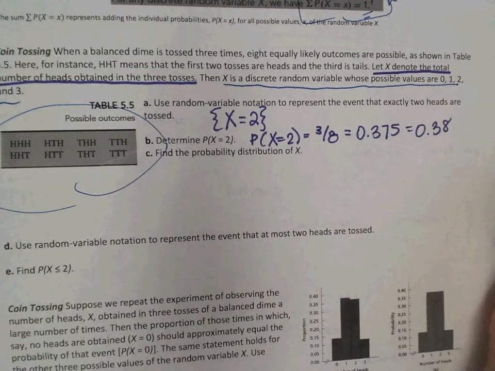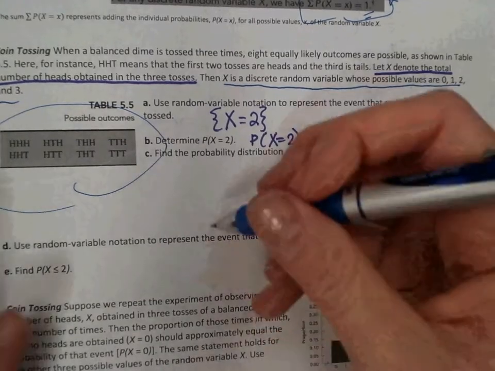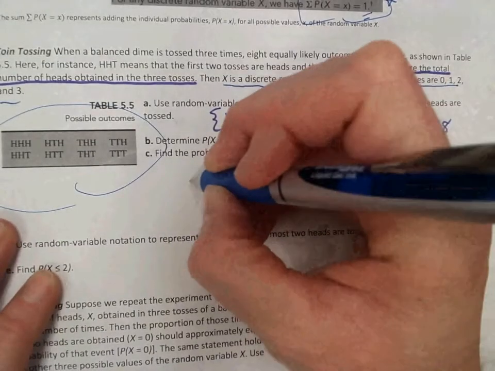Well, we're going to stick with 2 decimal places, so let's go 0.38. And then it asks for the probability distribution. Think table, right?